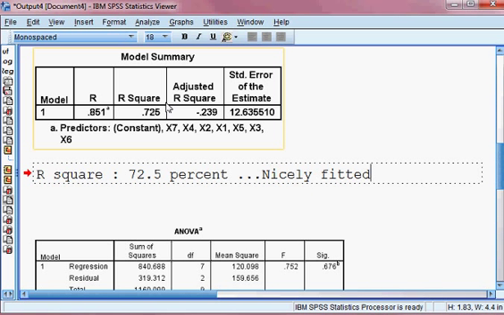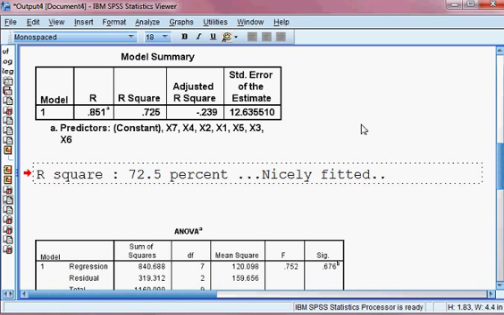Normally I say, so meaning that if the R square is high, the higher the R square, the higher the fit of this model. And here R square is quite big, almost 72.5%. So nicely fitted.